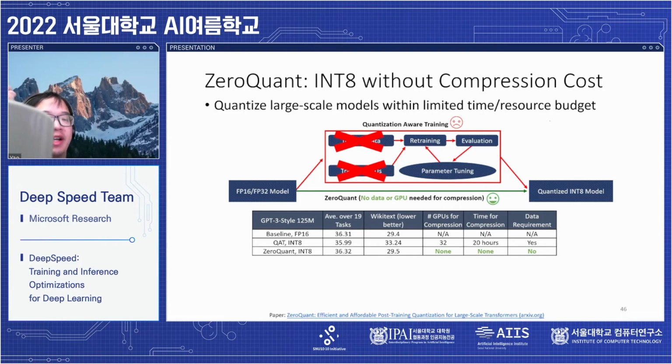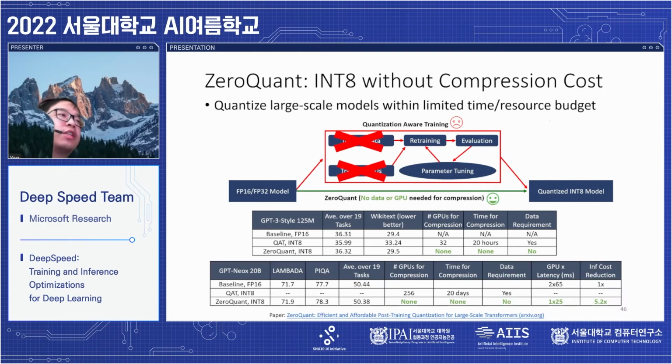wikitext perplexity. Besides this smaller model, we also applied ZeroQuant on one of the largest open source models, GPT-NeoX, which has 20 billion parameters. Due to the huge cost of QAT, here we just give an estimation instead of really performing QAT. The estimation for QAT for this large scale model is that you roughly need 256 GPUs for 20 days, which is generally not affordable by most researchers and practitioners.